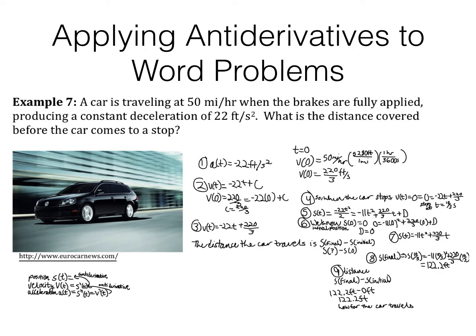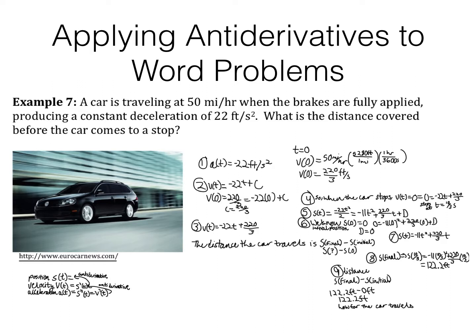So s of t equals negative 22t squared over 2, which equals negative 11t squared plus 220 over 3 t plus d. We know s of 0 equals 0 at its initial position. So when we plug that into the previous function, we get that the constant d equals 0. So s of t equals negative 11t squared plus 220 over 3 t.